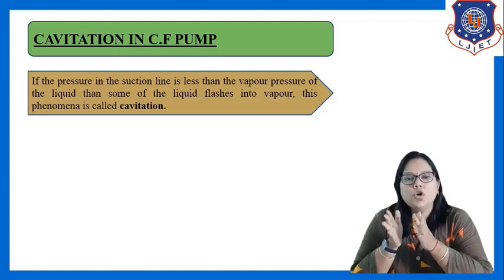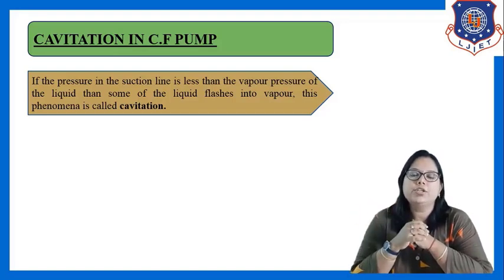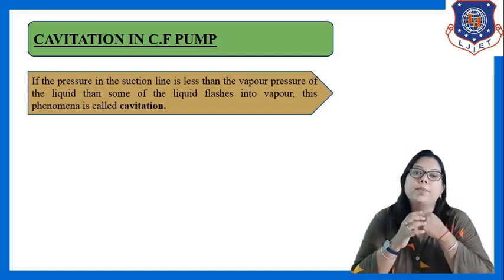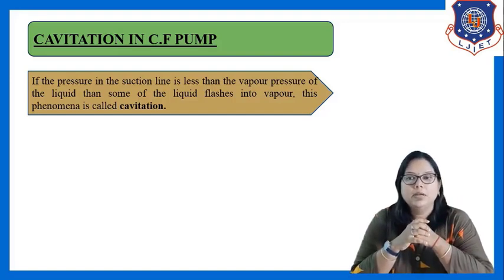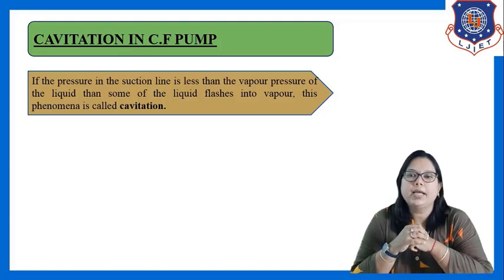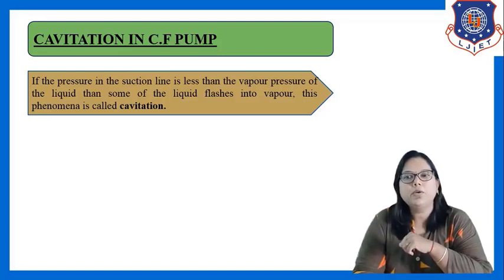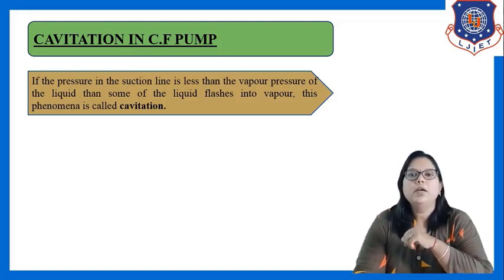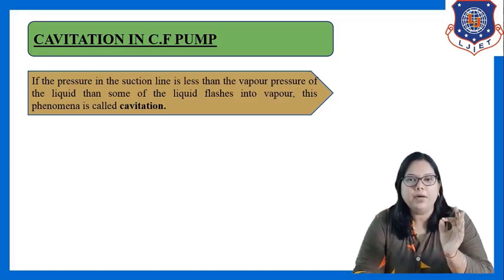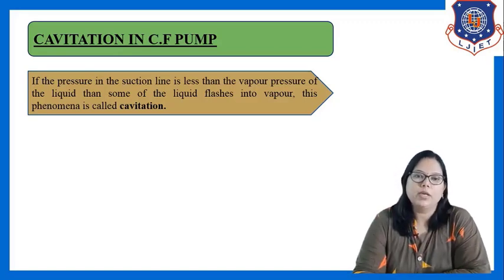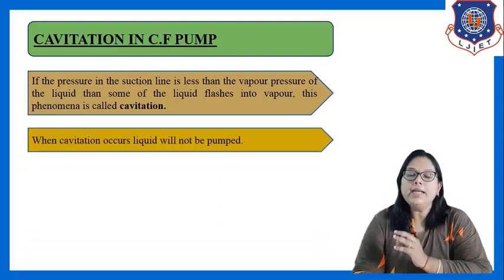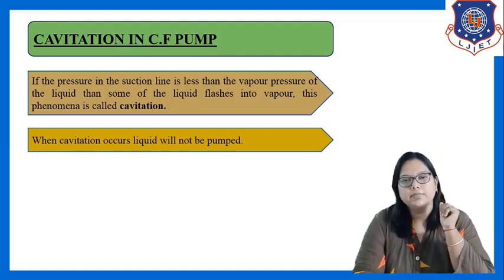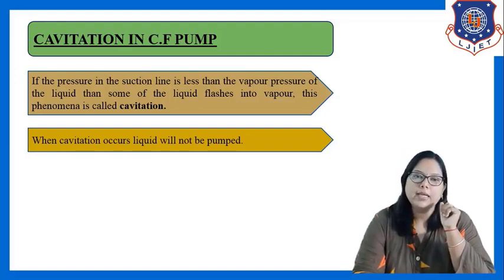Fine. So pressure in the suction line must be greater than the vapor pressure of the liquid. So if pressure in the suction line is less than the vapor pressure of the liquid, then some of the liquid flashes into vapor. This phenomenon is known as cavitation. When cavitation occurs, liquid will not be pumped.